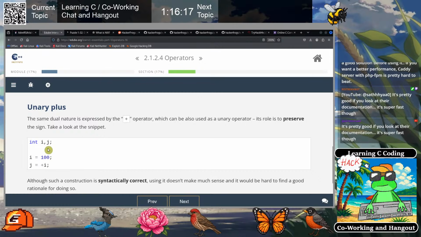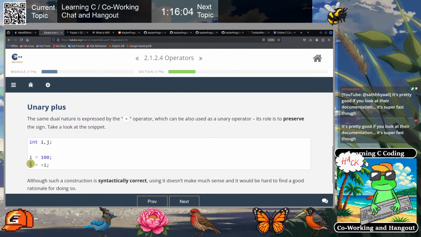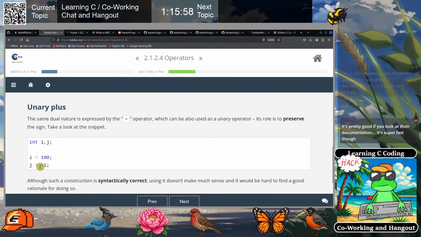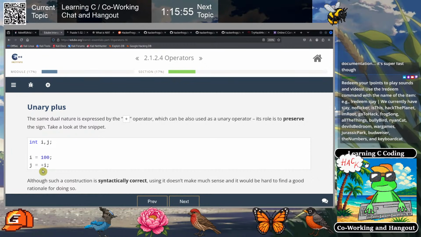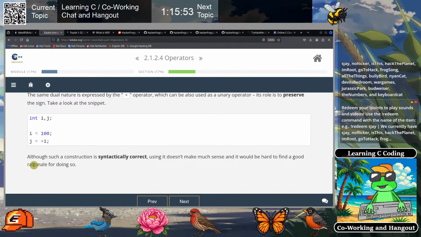And then we've got unary plus. The same dual nature is expressed by the plus operator, which can be used as a unary operator. Its role is to preserve the sign. So if we take a look at this, integers i and j. i is 100 and j is plus i, which means it's i as a positive digit. Although such a construction is syntactically correct, using it doesn't make much sense, and it would be hard to find a good rationale for doing so.